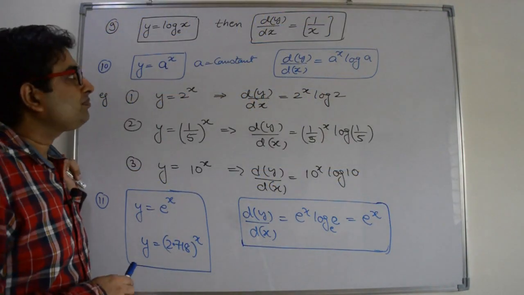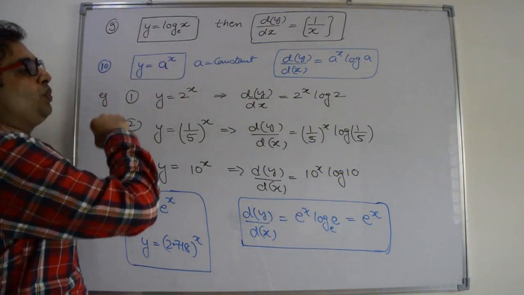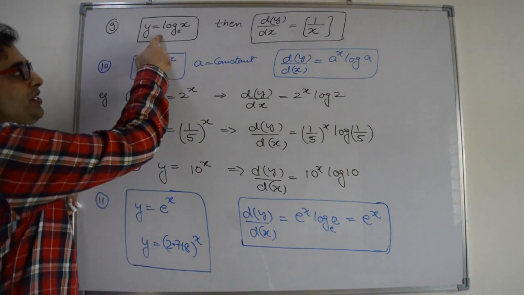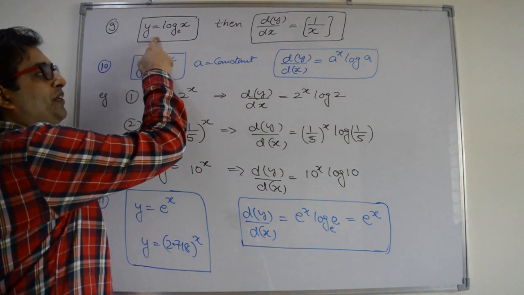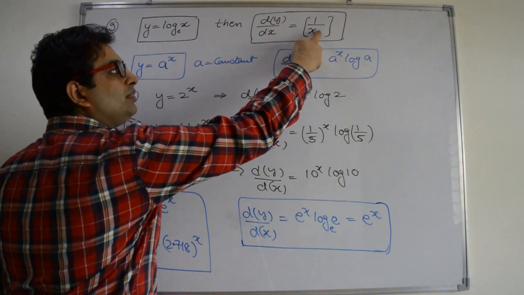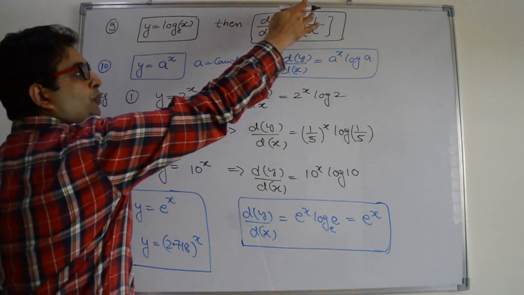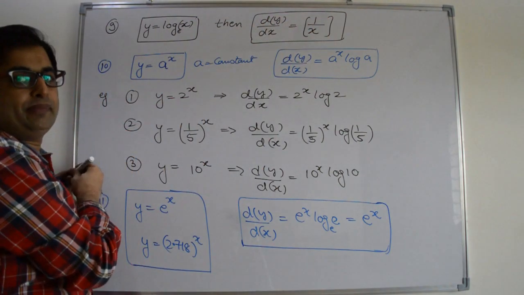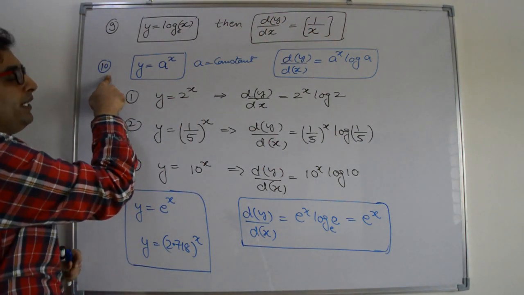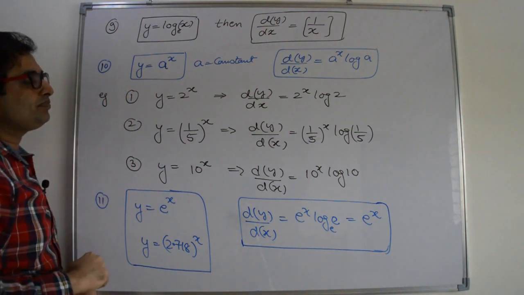Next formula. Next is y equal to log x. The differentiation of log x with respect to x is 1 by x. Right? Whatever the quantity inside the log, you have to put it in denominator. 1 by x.